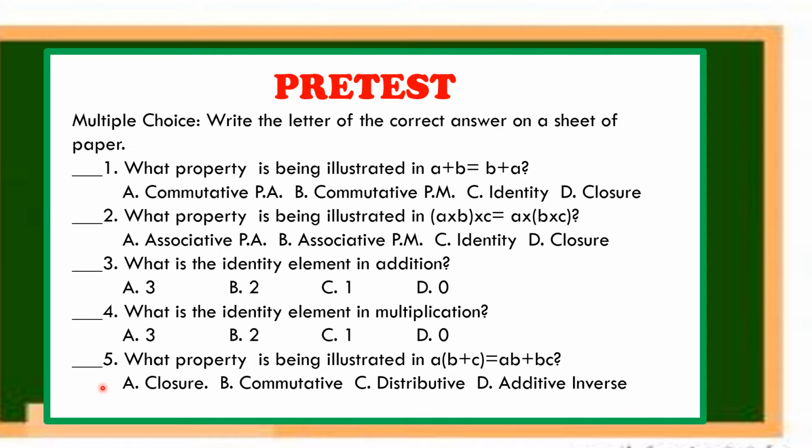Number 5. What property is being illustrated in A times the quantity of B plus C, closed quantity, equals AB plus BC? Letter A, closure. Letter B, commutative. Letter C, distributive. Letter D, additive inverse.